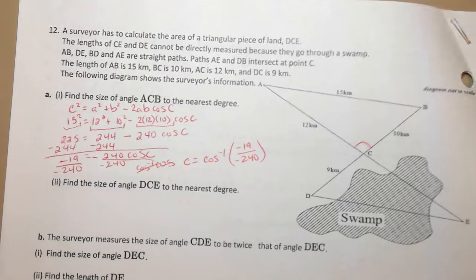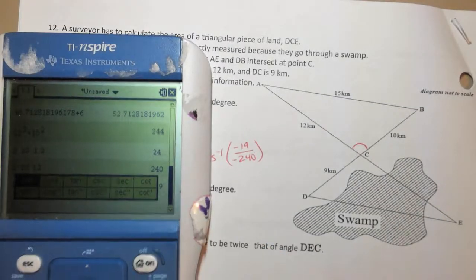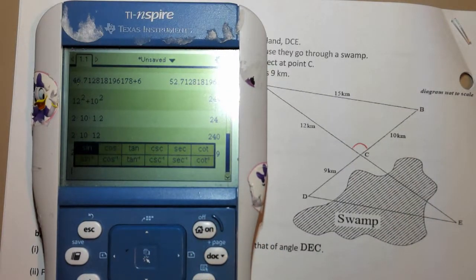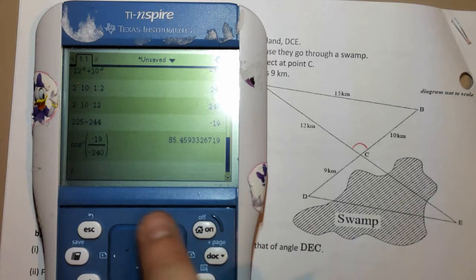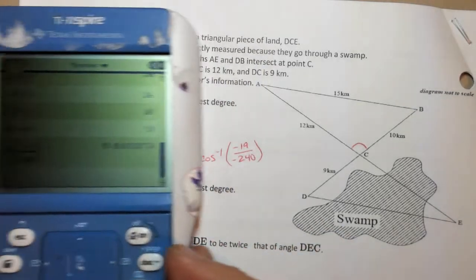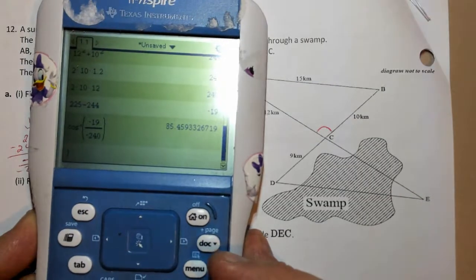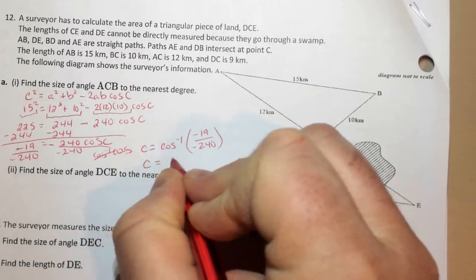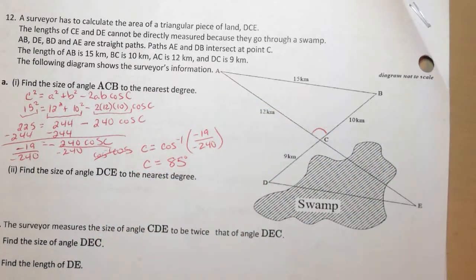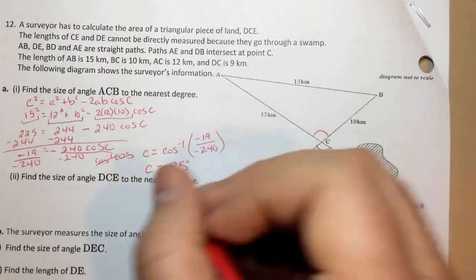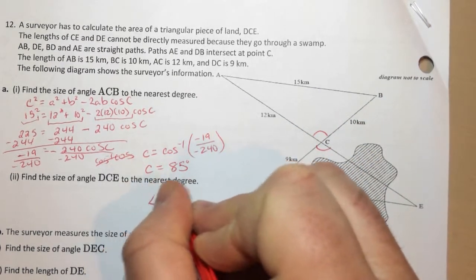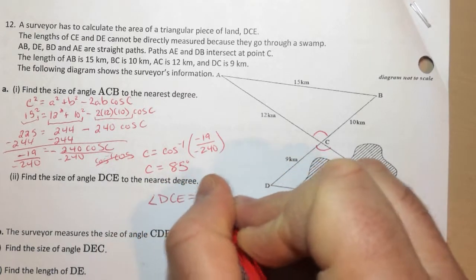Okay, so trig, all right, we're going to go over to cosine inverse, and then negative 19 divided by negative 240. Double check, make sure that's what it says, and we get 85 point. We want to go to the nearest degree. So 85 point, the next number is a 4, so it stays the same. So C is just equal to 85 degrees. Okay. Angle DCE below is vertical, so it's equal. So angle DCE is equal to 85 as well.